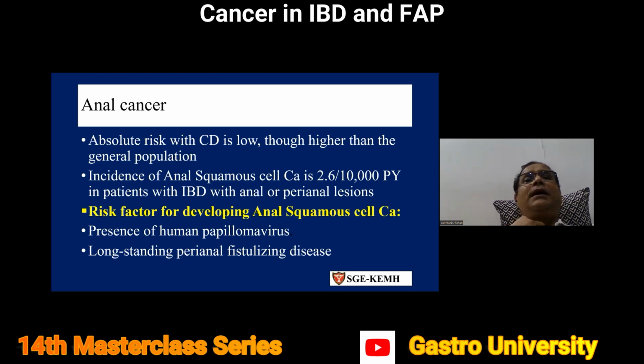Now coming to anal carcinoma. Though the development of anal carcinoma in patients with Crohn's disease is not very high, it is definitely higher than the general population. So the incidence of anal squamous carcinoma is around 2.6 per 10,000 per patient year in patients with IBD with presence of anal or perianal lesions. The risk factors are presence of human papillomavirus and patients with long-standing perianal and fistulizing disease.